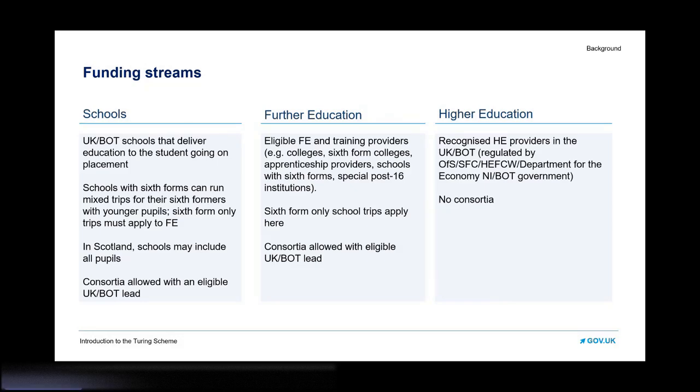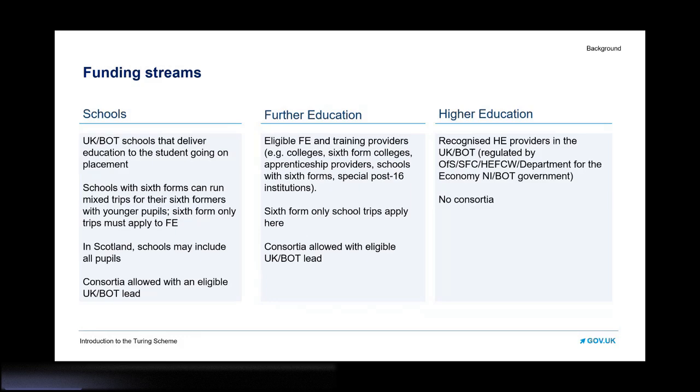Now we'll look at the three funding streams that the Turing Scheme covers. You should apply to the stream that matches your organisation and your students' eligibility. If you're a school in the UK or a British overseas territory and you're sending your own pupils, apply to the school stream. If you're a school in England, Wales, Northern Ireland, or a British overseas territory with a sixth form that wants to run a mixed trip that includes sixth formers and younger year groups, then you should also apply to the school funding stream.